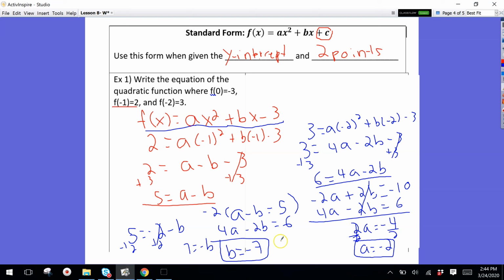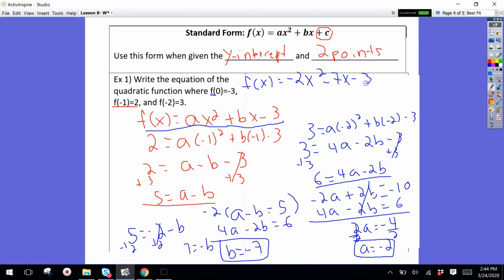Okay, so now let's go ahead. I have my b, I have my a value, and I had my c value from the beginning, which was -3. We can write my equation, which is f of x is equal to -2x squared minus 7x plus my y-intercept, which is -3.